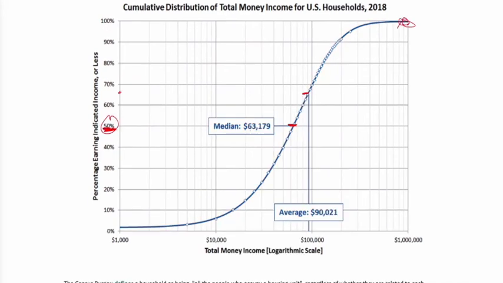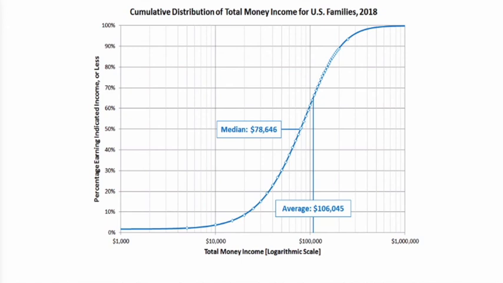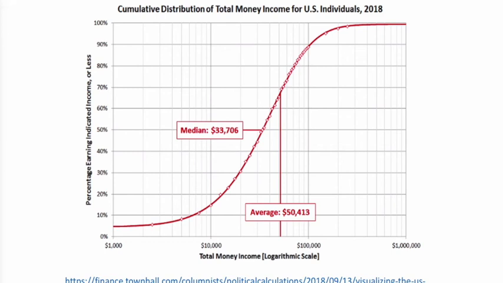So, distribution of total income for U.S. households, for U.S. families, which is a slightly different definition, but you can see the distribution is still about the same. And this is for individuals.